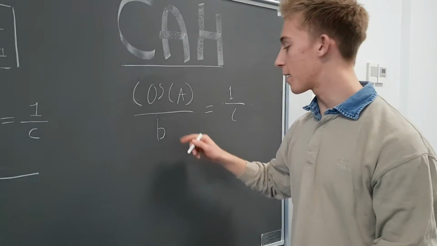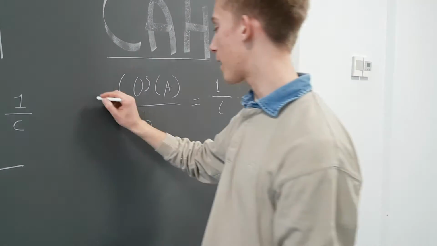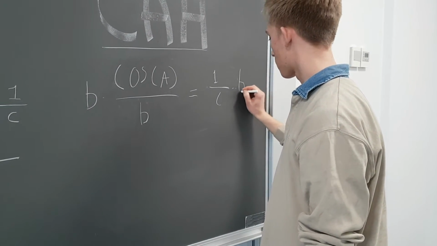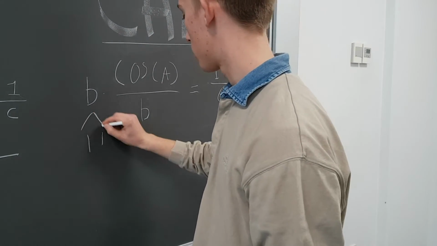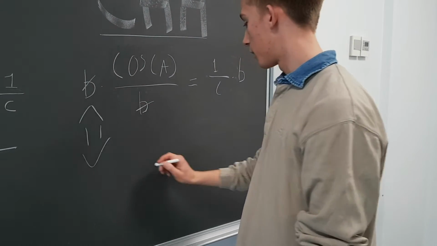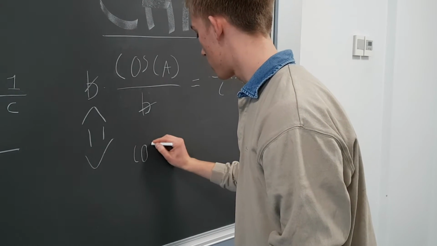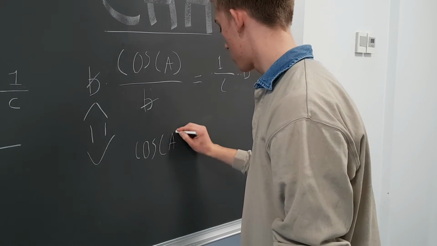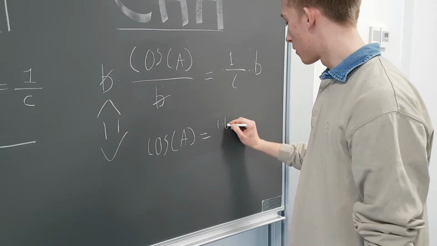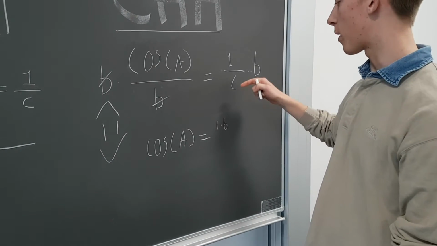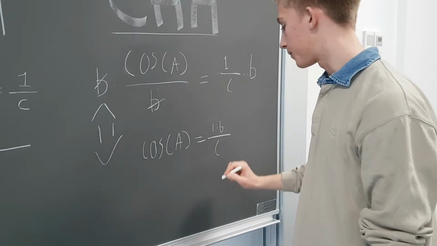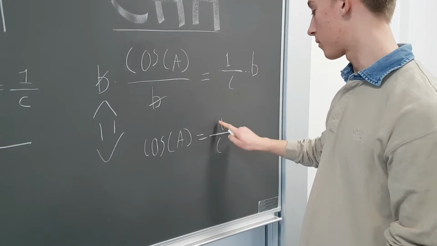So to isolate cosine, we're going to multiply by B on both sides. And they just cancel out each other. So we have cosine of A equal to 1 times B. When we multiply by a fraction, we can always just multiply the numerator. And we just remove the 1, because that means nothing.